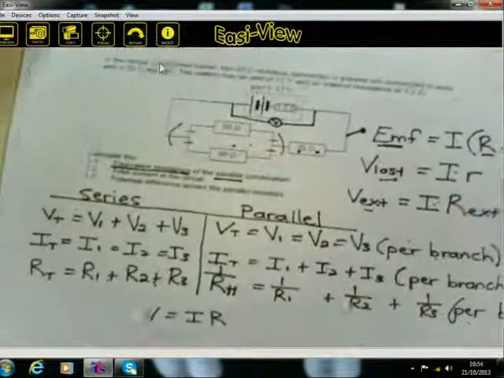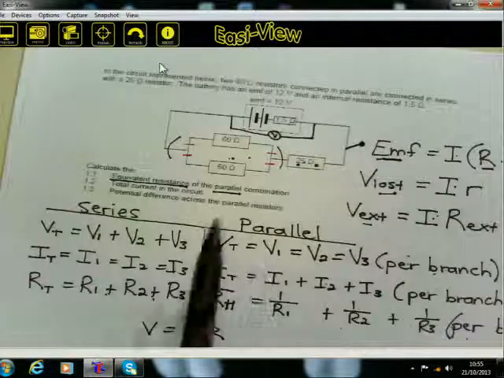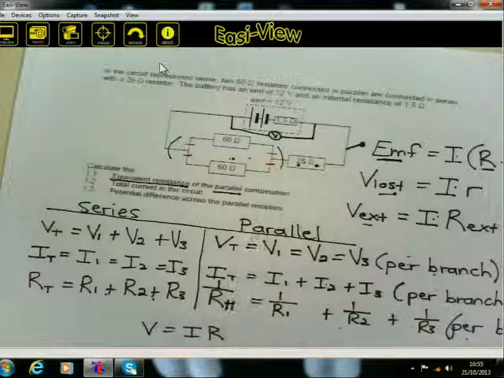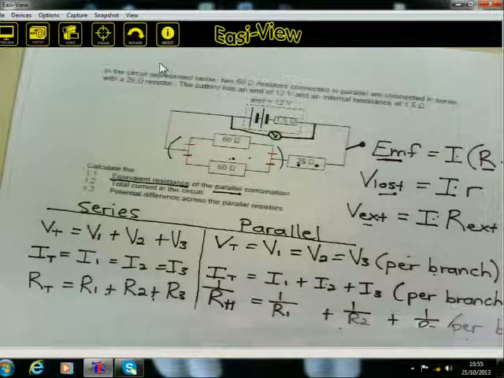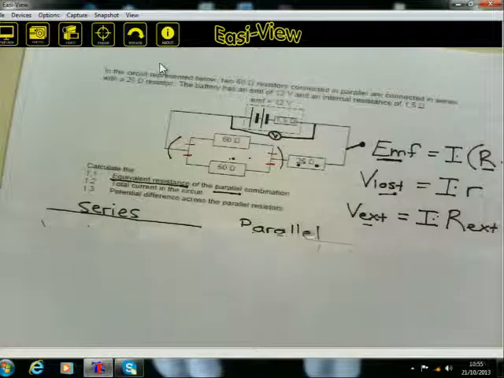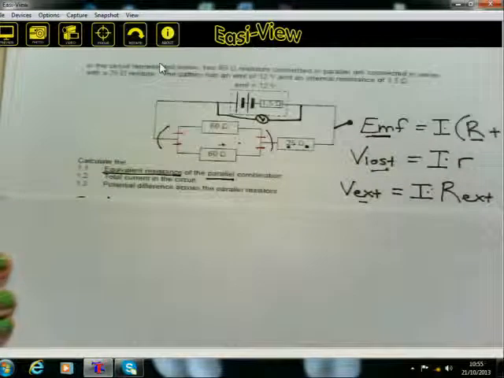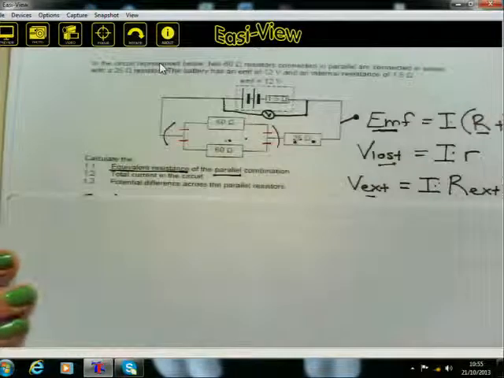Alright, number 1.3. Potential difference across the parallel resistors. Now there are a few options to do this one. The easiest option for me is not necessarily the one on the memo of this question paper. I'm going to show you 2 methods. You go with whichever one you feel most comfortable with.